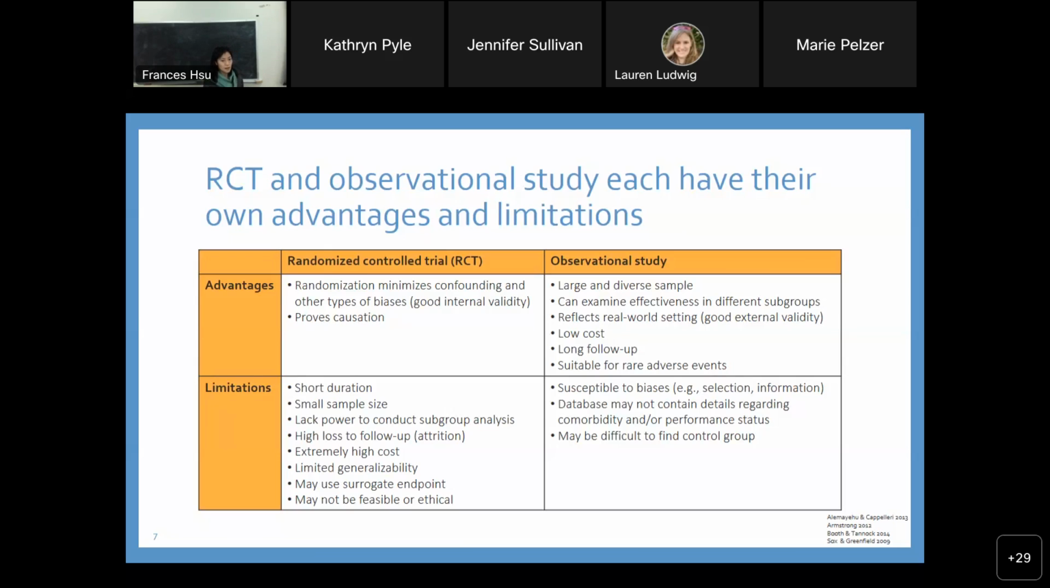Lastly, the large population means it is more suitable for rare adverse events, where you need a large population to observe these rare events. However, observational data is susceptible to biases. Some databases, especially when not set up in a prospective data collection, may not contain all of the details that the researchers would like, such as performance status or comorbidity.